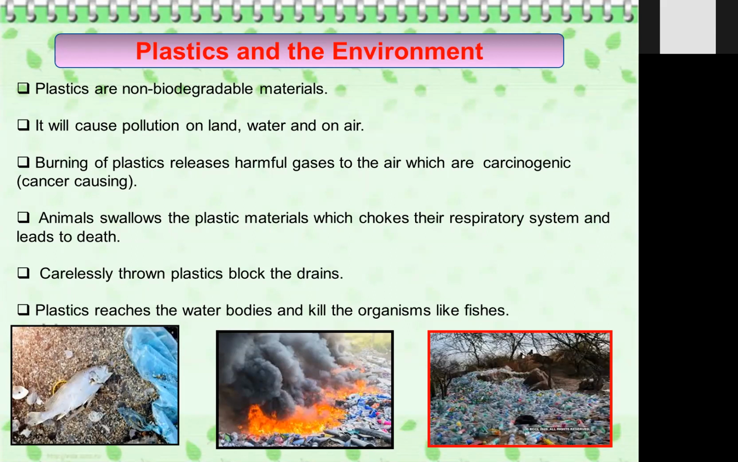And then the animals swallow it. We have stray dogs, cows, and so many animals which do not have a home. They don't get good food. So where do they get the food from? They get it from the garbage. And when they swallow the plastic material, because they're hungry, they don't have the ability to open the plastic and get to the food. So sometimes it chokes the respiratory system, and they can die.